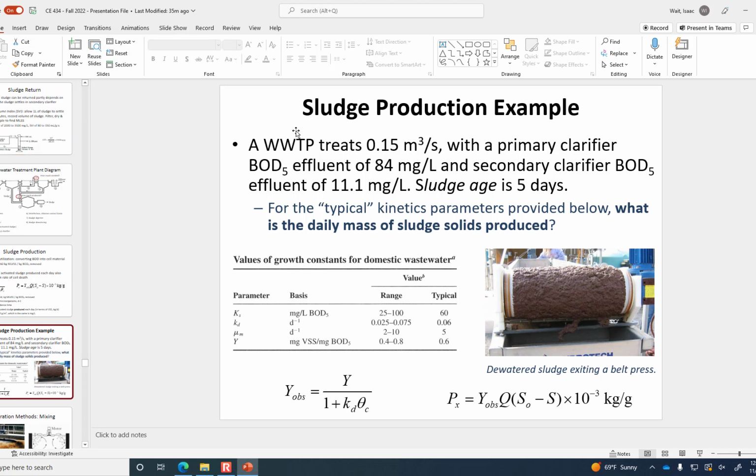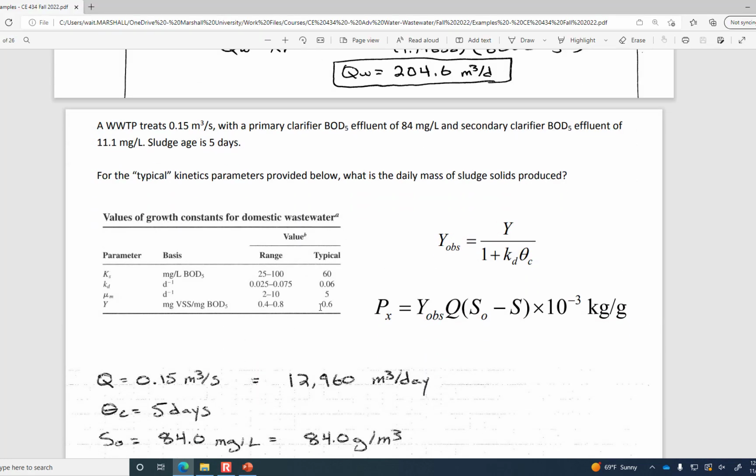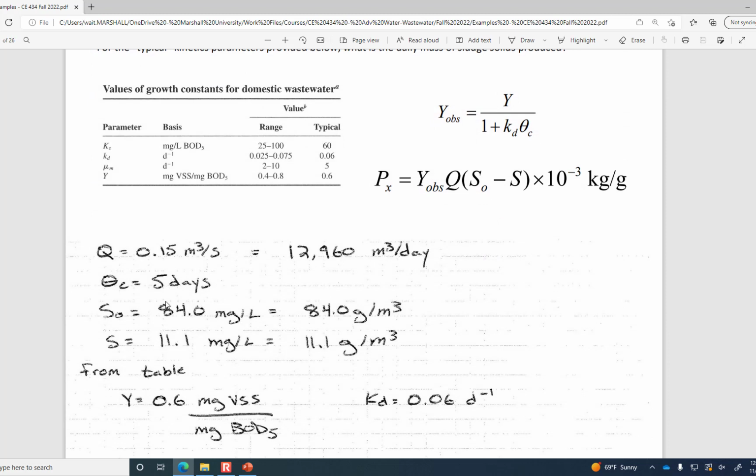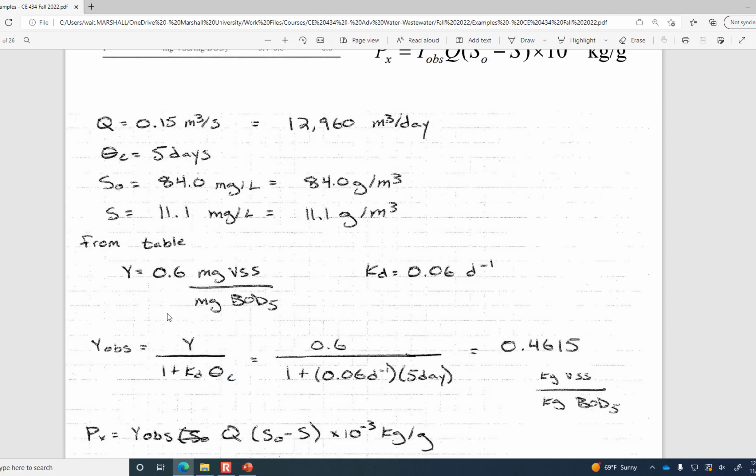Okay, so let's take a look at the solution of this sludge production example here. So our observed yield using the 0.06 inverse days kinetic parameter and the sludge age of 5 days. So that means although the yield itself is 0.6, the observed yield is going to be lower, 0.4615. So that's how many kilograms of additional volatile suspended solids we'll get for every kilogram of BOD that's removed.